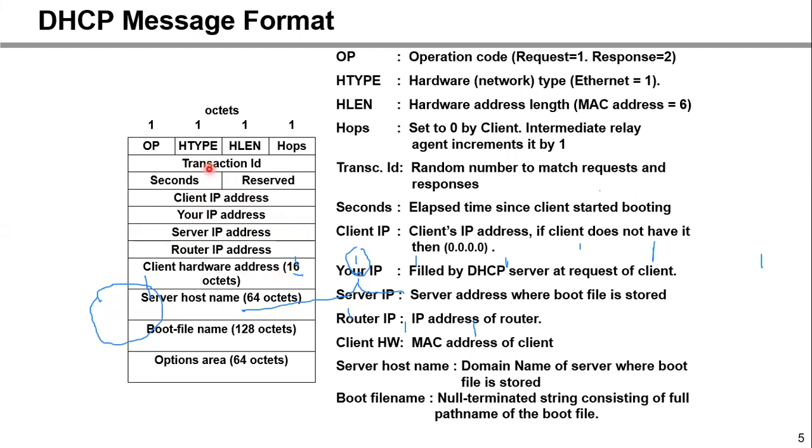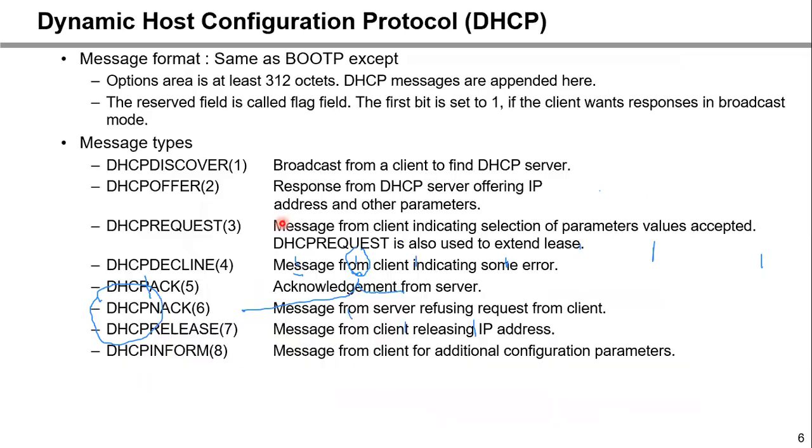Now, as soon as you change the values, the type of the message changes. For example, if the OP value is 1, it is a requesting message. If the OP value is 2, it is a response message. And with many combinations, there are multiple types of messages. So these are the different types of DHCP messages. We'll see them one by one. Let me clear this.